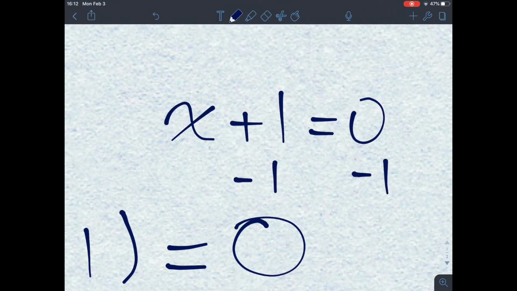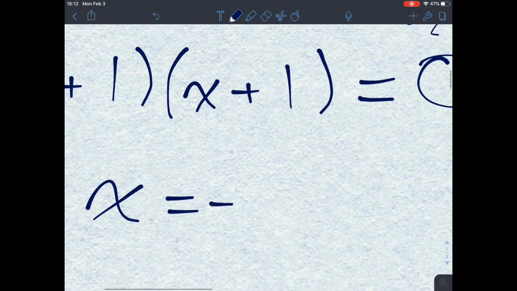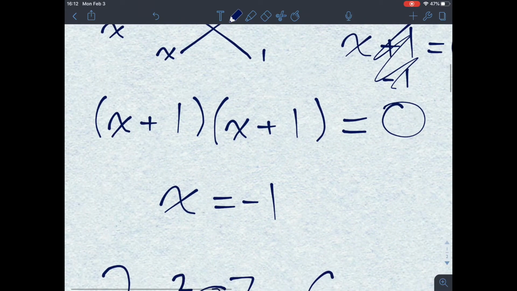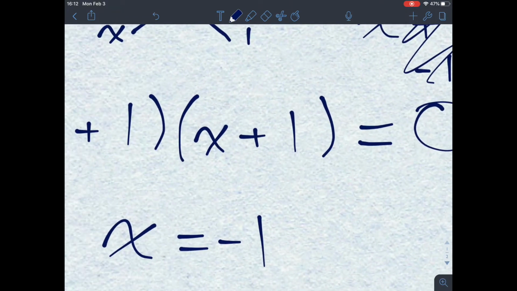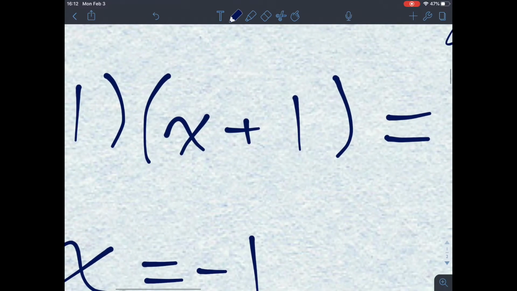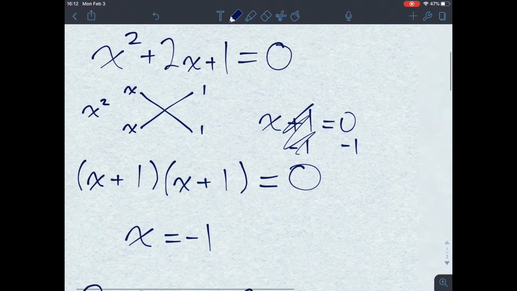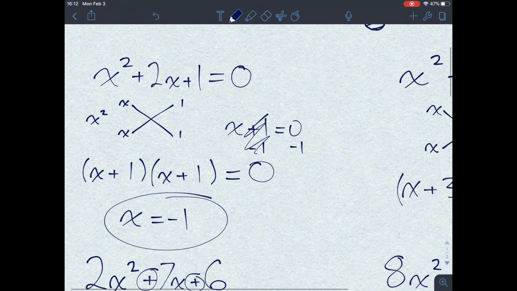So 1 minus 1 is 0, so you can just cross that out. 0 minus 1 is negative 1. So x would be equal to negative 1. And there's a second one here. But the thing is, these are both the same. So in the end, x would only be equal to negative 1 because this is also negative 1 when you are isolating it. So that's what this would be equal to in the end.